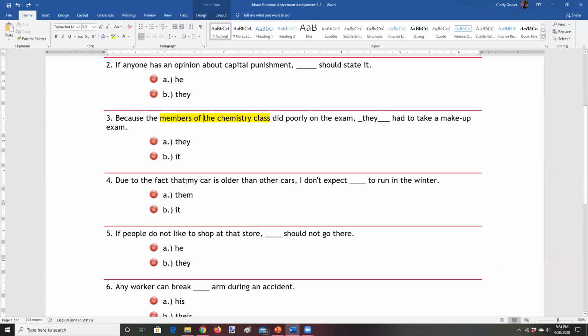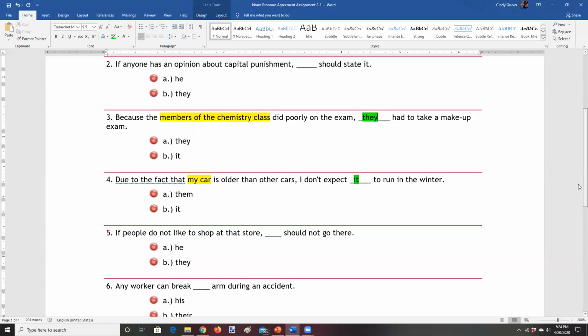Okay. Due to the fact that my car, that's going to be our antecedent. So it's just one car. I just own one car. I don't expect it to run. Go ahead and highlight this. We'll move on.